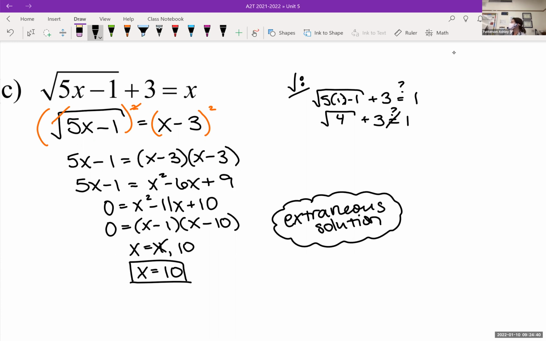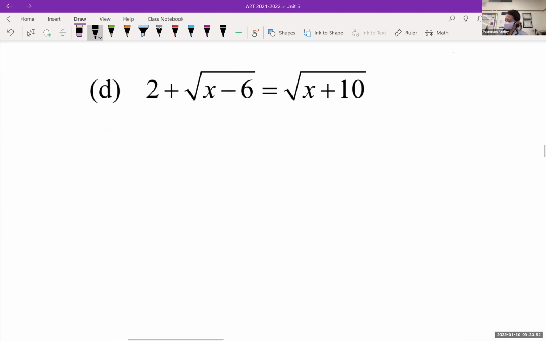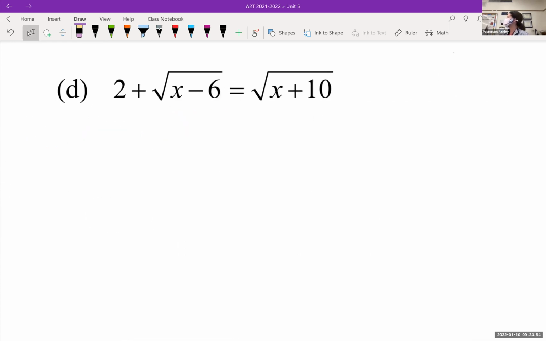All right, any questions on C? Okay, we've got two more goodness coming at you. Let's look at D. All right, yet more variation. We've got two radicals with two variables, and we're going to try to solve for one of them.